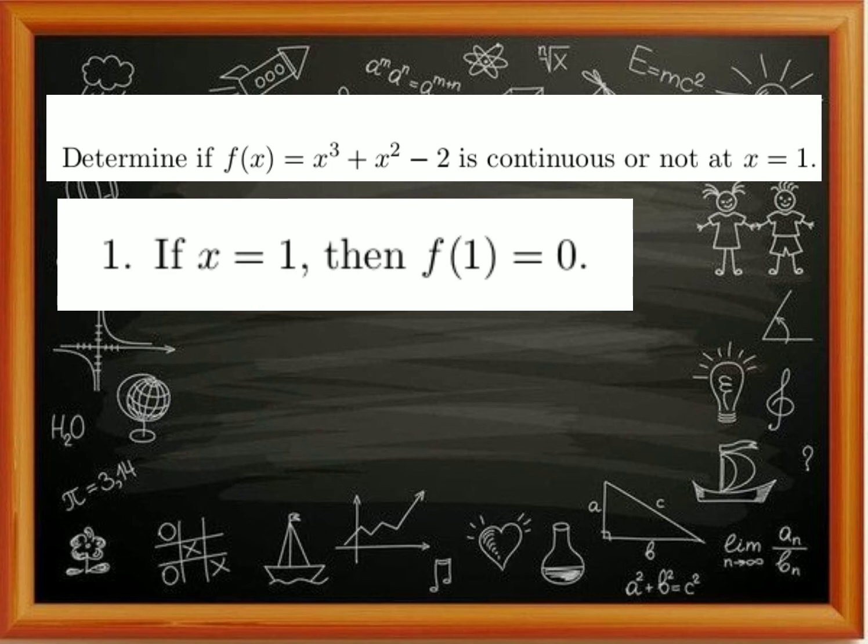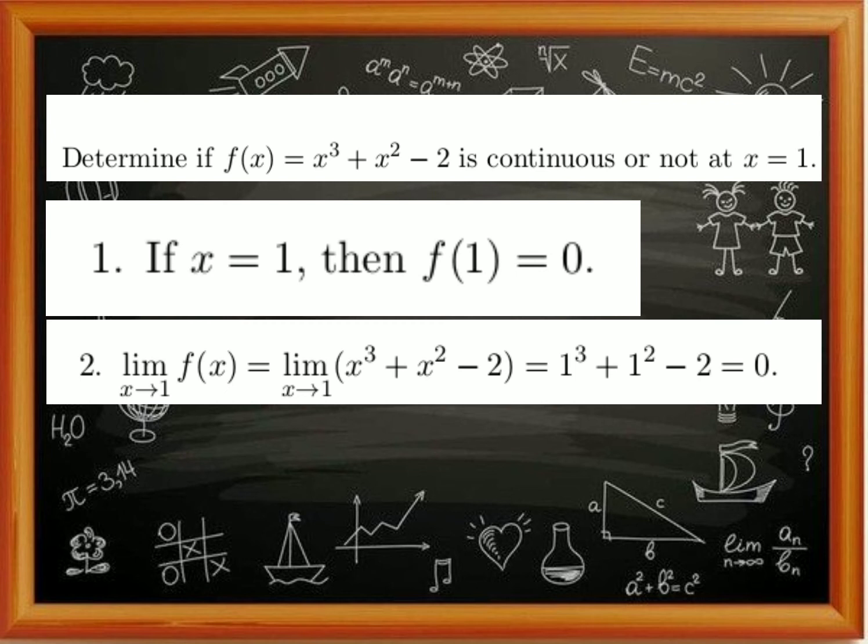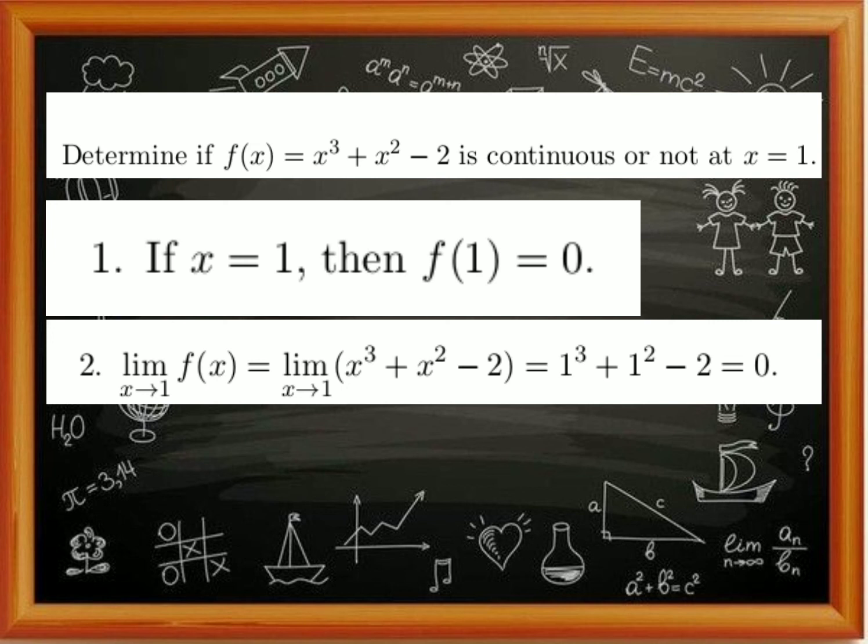Let's now check the second condition: the limit of f of x as x approaches c. Substitute the number into the limit of x cubed plus x squared minus 2 as x approaches 1. It turns out to be 1 cubed plus 1 squared minus 2, and the answer is 0. Therefore, the limit of f of x as x approaches c also exists.